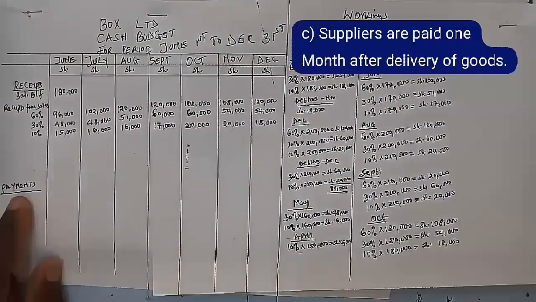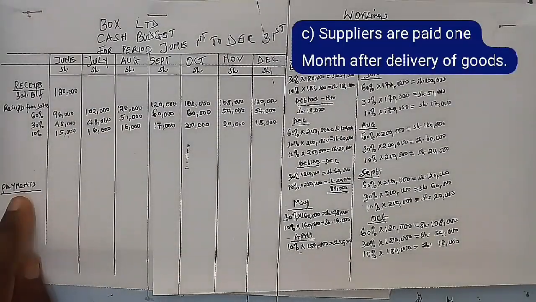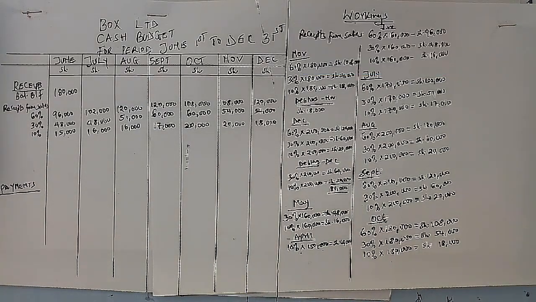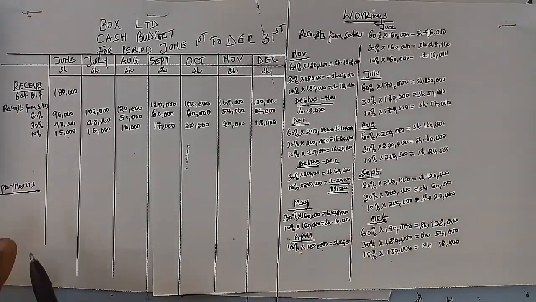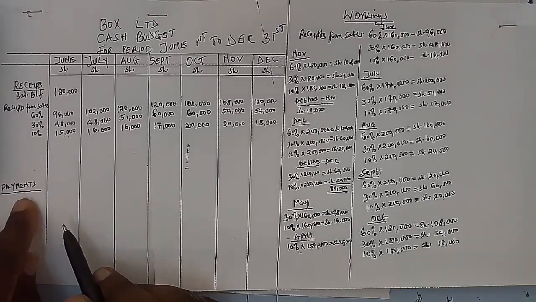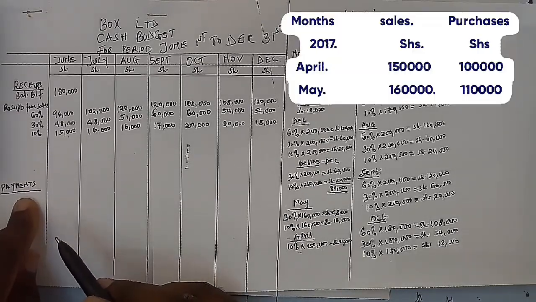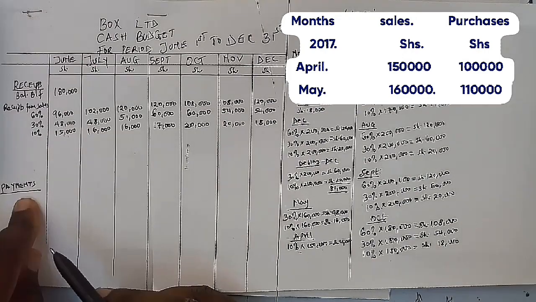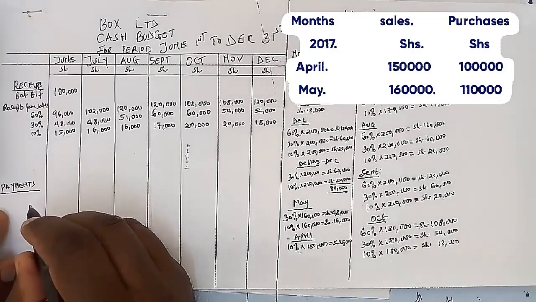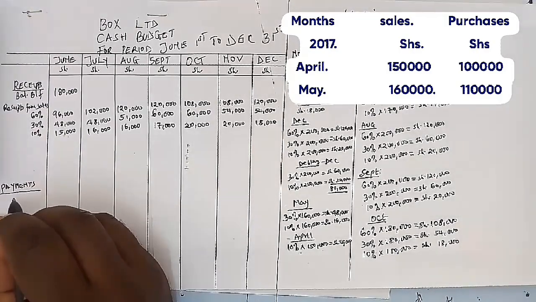Now on the payments, the suppliers are paid 1 month after delivery. That if you deliver the month of June, you will be paid the month of July. That's what the statement means. So the purchases for May will be paid on June. So let us see May purchases. That is 110,000 will be paid.